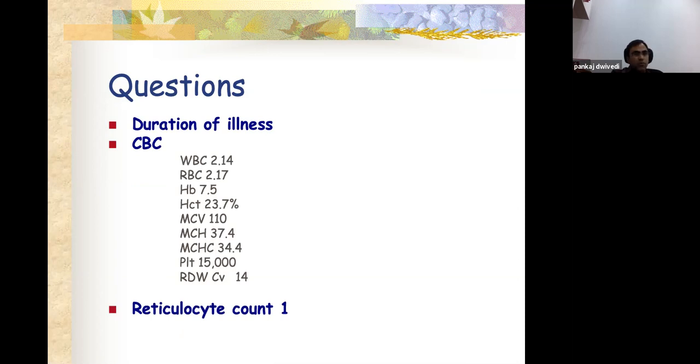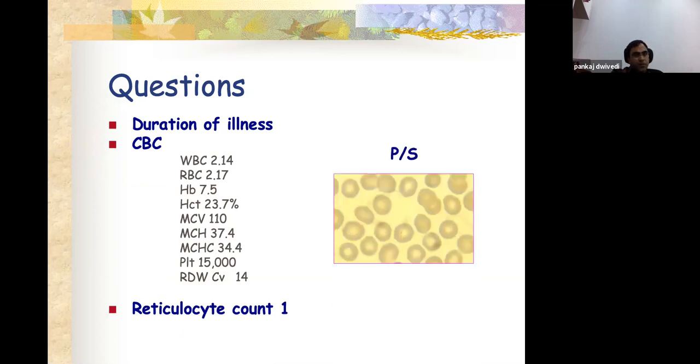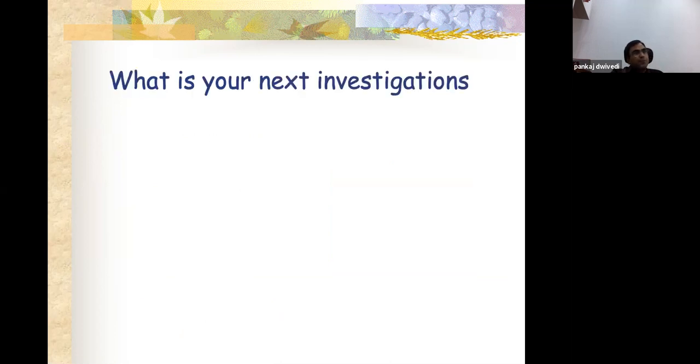So what do you find? WBC is low, 2.14. Hemoglobin is low. Platelet is low, only 15,000. If you see the MCV, it is 110. And if you find reticulocyte count, it is 1. And this is the peripheral smear. So the macrocytes are there, you can see.